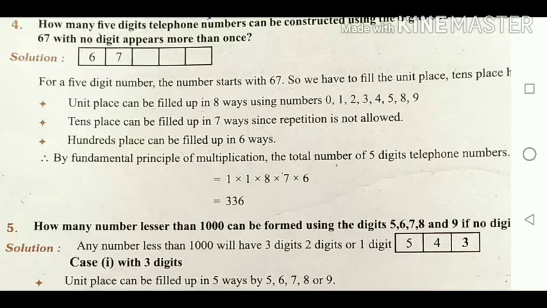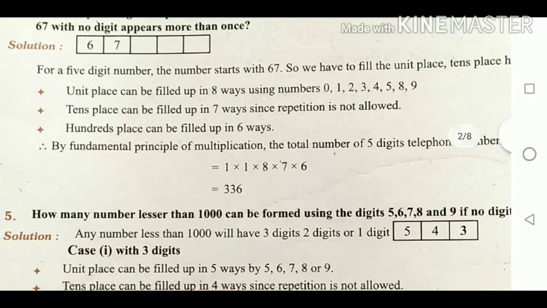Repetition means you cannot write the number once again. For example, if you already wrote 2, in the tens place you may not be able to write 2, because it is not repeated. The same numbers will not be repeated. Therefore, we are getting only 7 ways. Then the 100 place can be filled in 6 ways because the remaining number is 6.